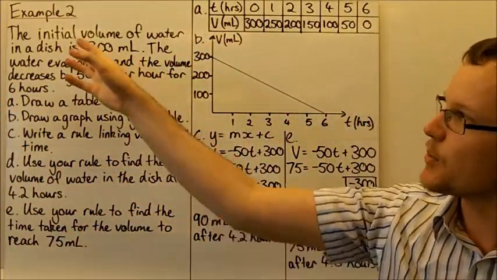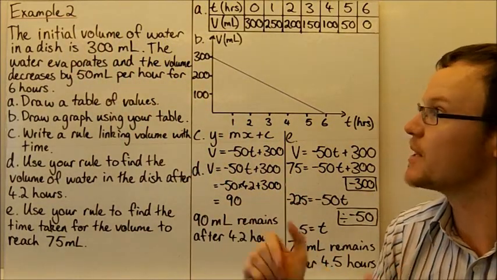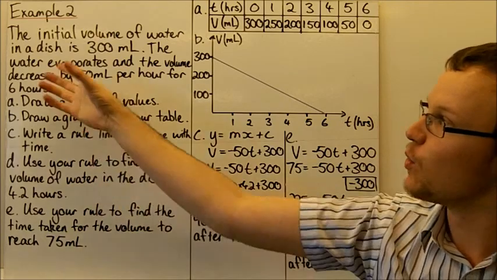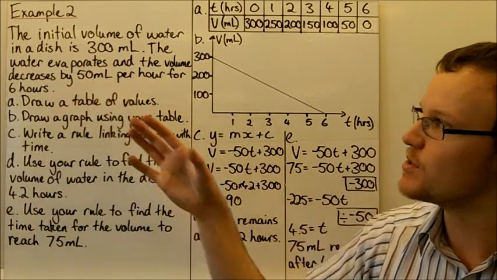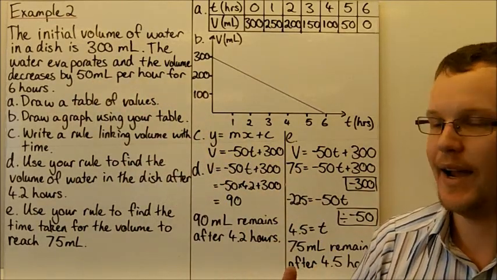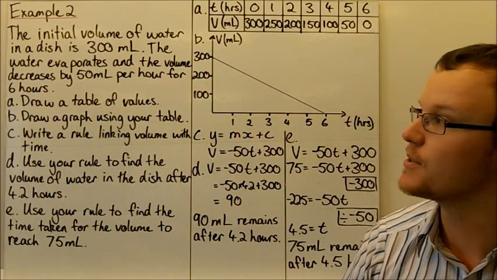Our last example: here we've got a volume of water in a dish that starts out being 300 millilitres. The water evaporates, so the water is leaving the dish, and the volume decreases by 50 millilitres each hour for 6 hours.